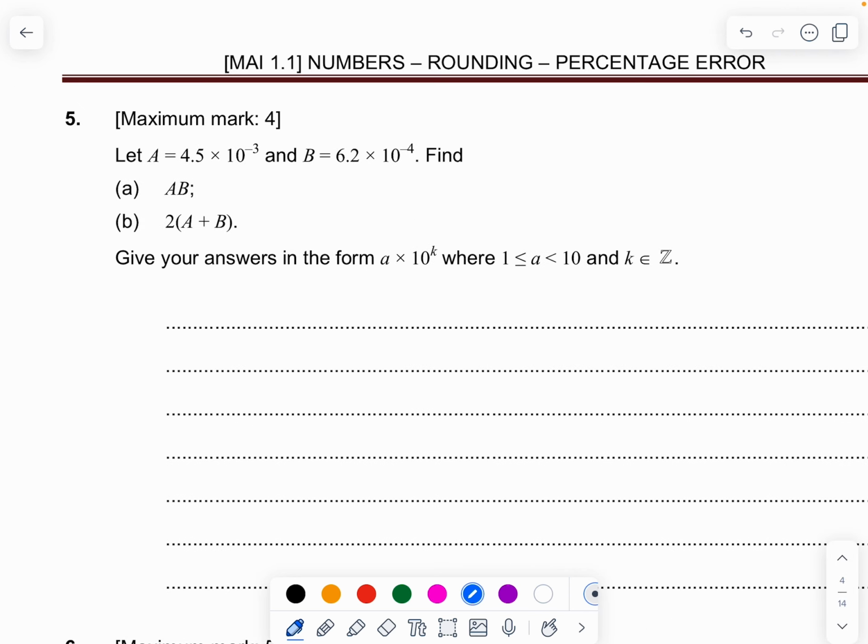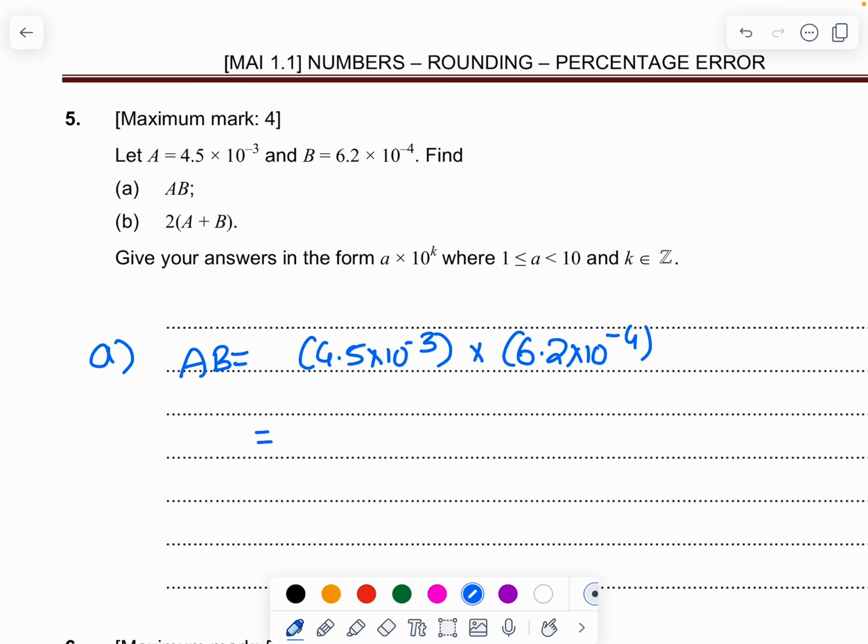Question number 5. A and B are given. Find the values of AB. What is AB? 4.5 times 10 power negative 3 times 6.2 times 10 power negative 4. So simplify that. What is 4.5 times 6.2? You can take the calculator and multiply it out.